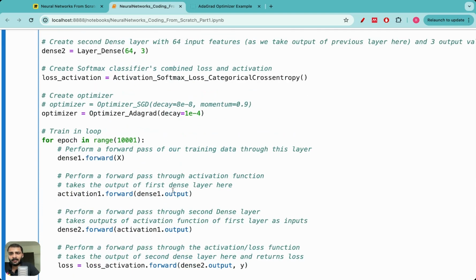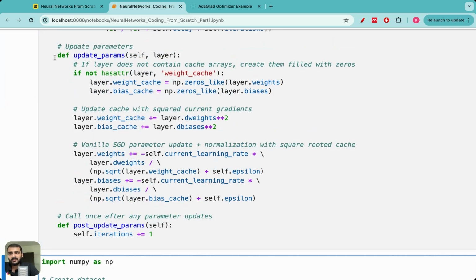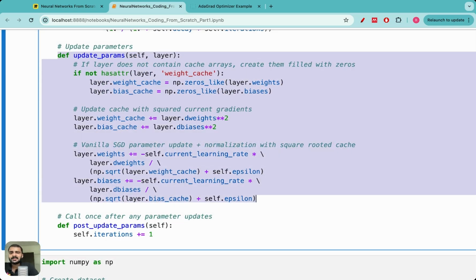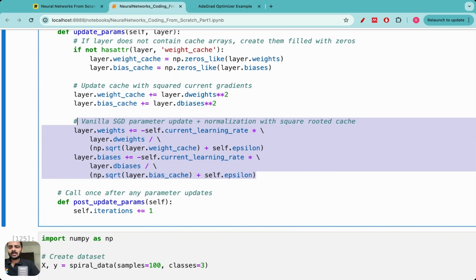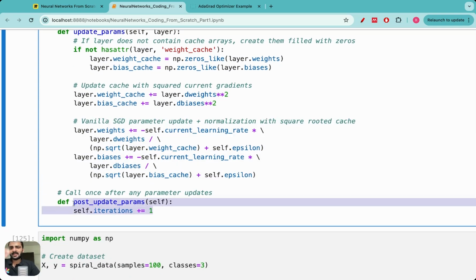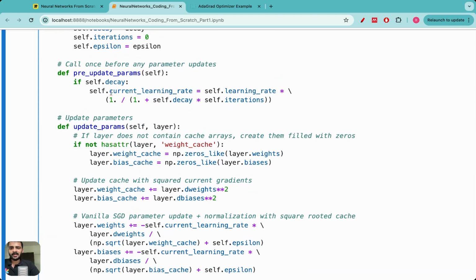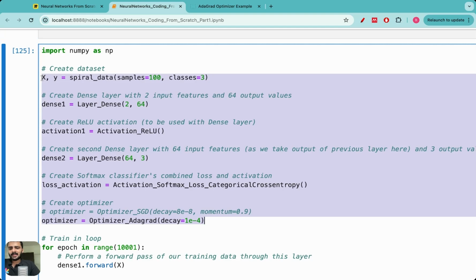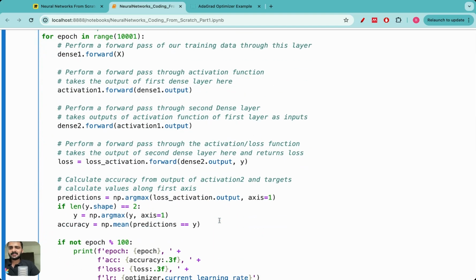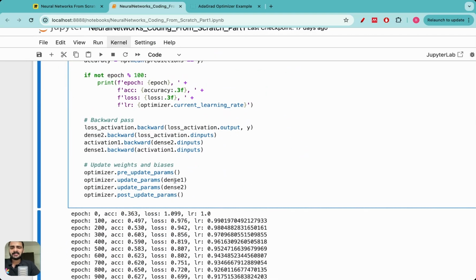The reason we call the update params for both layer 1 and layer 2 is because we want to update the weights and biases in both of these layers. And the way we are updating it is based on the ADAGRAD formula which we saw. And then we'll call the post update params because we are going to track the iterations, since that will determine the current learning rate. That's it. So if you think of the code, first we create an instance of all the classes, then we call the forward pass, then we call the backward pass, and then we call the methods of the optimizer, so that we tell the code how to update the weights and the biases.